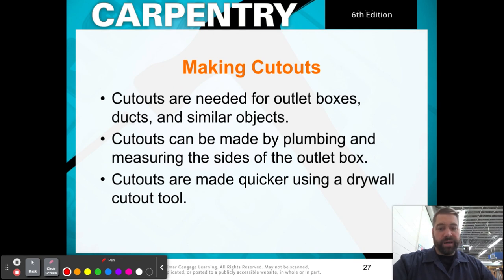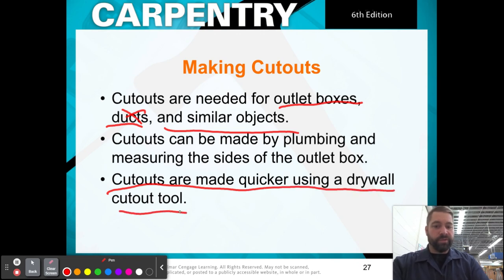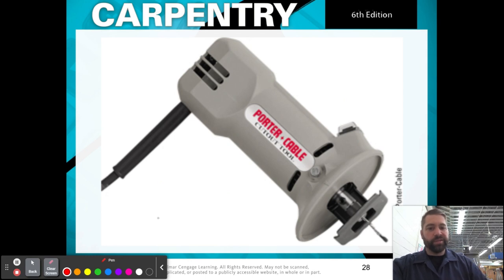So sometimes you have to make cutouts. You'll have to do this. They're needed for outlet boxes, ducts, which we won't do too much in the class, and similar objects. Cutouts can be made by plumbing and measuring the sides of the outlet box. So you can either measure and cut it out ahead of time, or you can use the drywall cutout tool, which saves an incredible amount of time. This is kind of what they look like. This is one example. There's other brands like RotoZip and stuff like that.